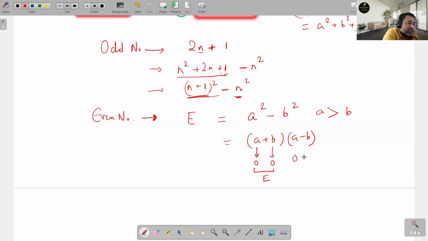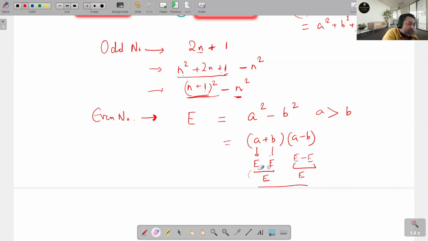Correct? And if this is odd and this is odd, then their difference is also even. So they are of the same parity. So even times even will give you an even. But at the same time, if we check with the other type of parity also, which is the even parity, so even plus even is even and even minus even is also even. So therefore, their product will be an even number.